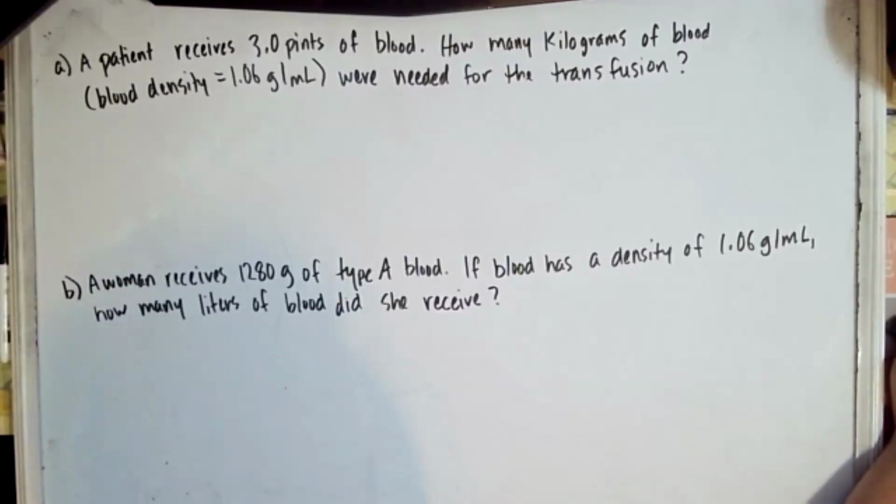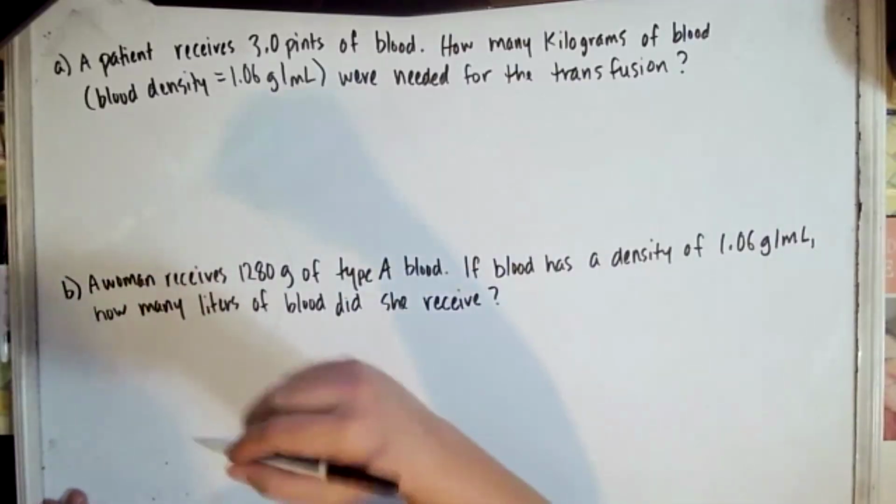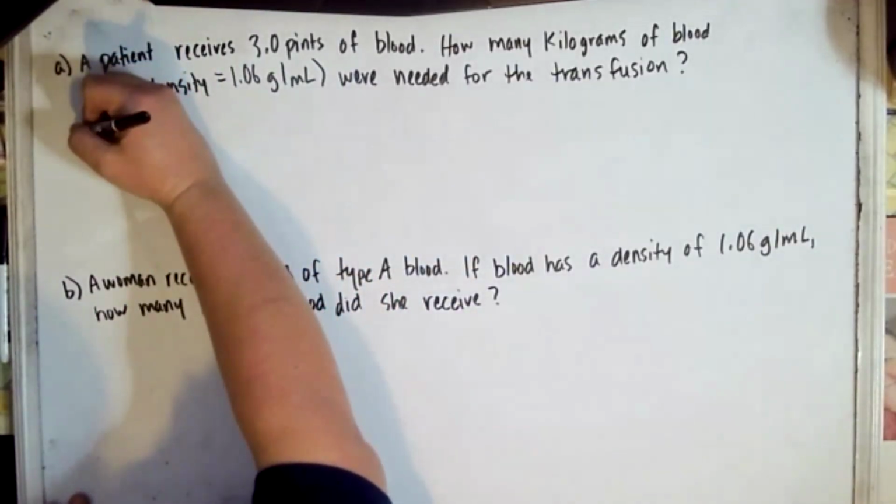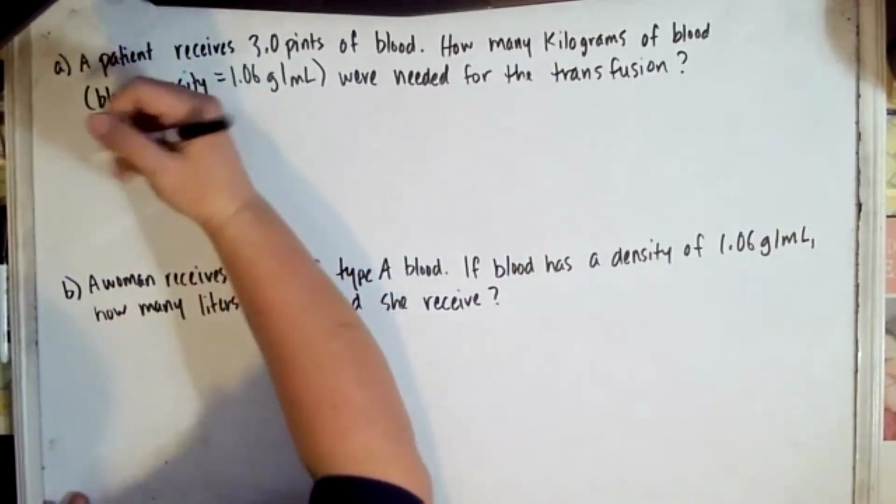Okay. So last two questions for this section. First one is a patient receives 3 pints of blood. How many kilograms of blood were needed for the transfusion? And we're going to use the density to help us out with that. So the density is the first equality that they give us.